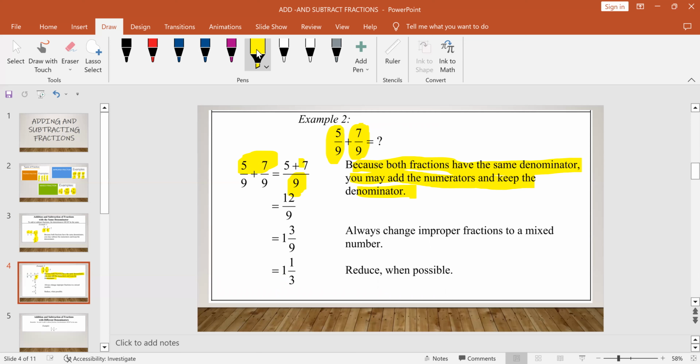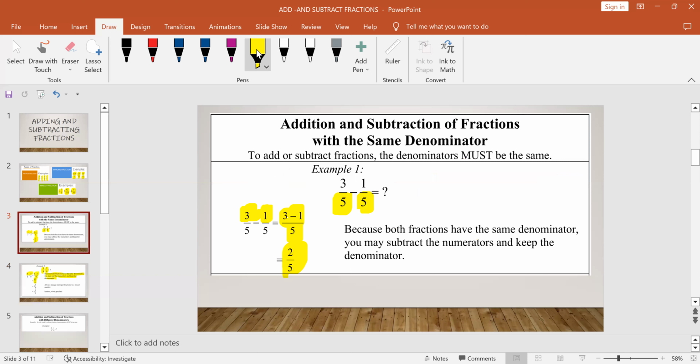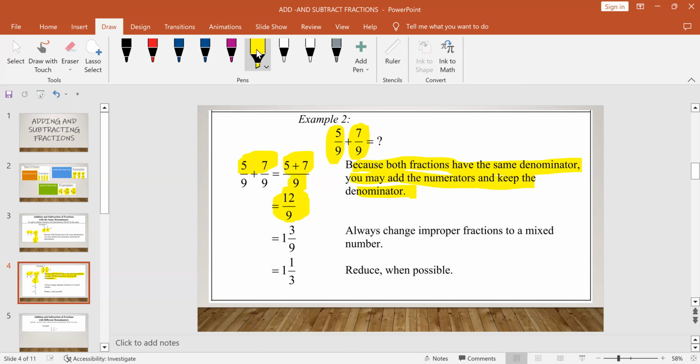Okay, there is something you have to understand. If I go back to the previous example, for the subtraction the answer is 2 over 5, which is a proper fraction because the numerator is smaller than the denominator. Now here our answer is 12 over 9, which is not a proper fraction but an improper fraction, because 12 is greater than 9. Therefore, we're going to rewrite this improper fraction as a mixed number. And the answer is 1 1/3.